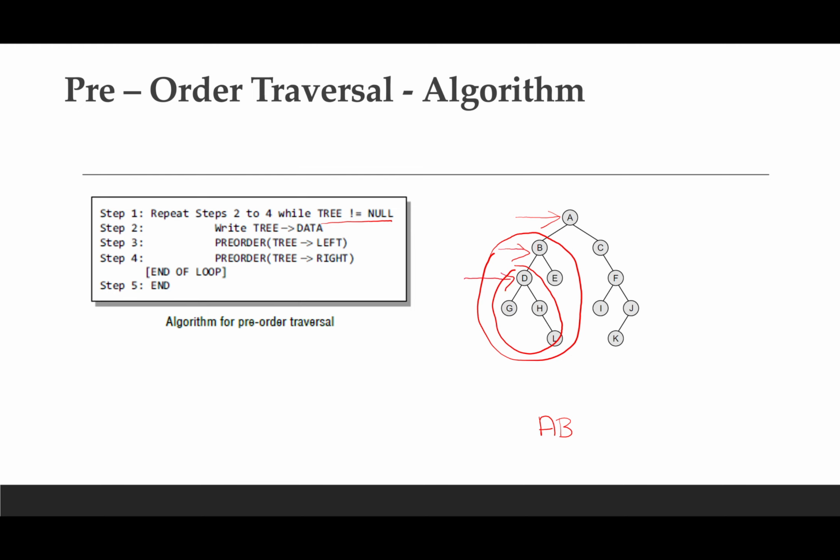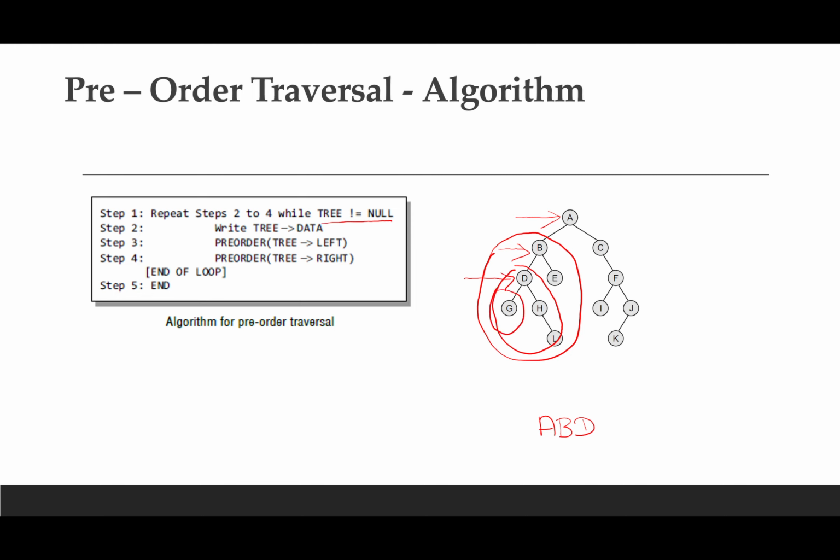It is not equal to null. So as per step 2, it will write tree data. What is tree data? It is D. Then the fourth step, preorder tree left. So what is in the left subtree? G is the left subtree.